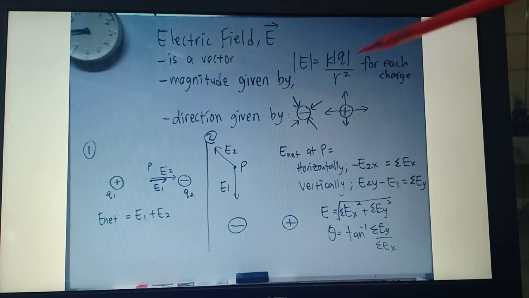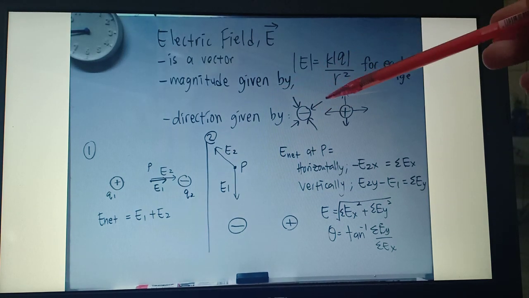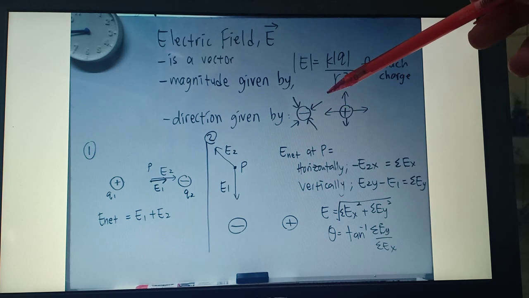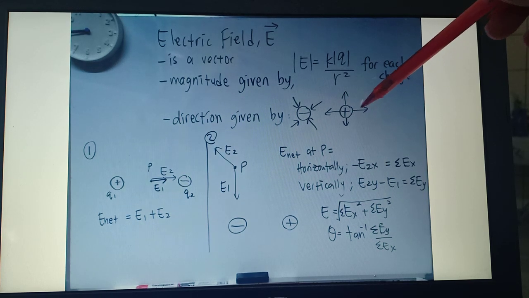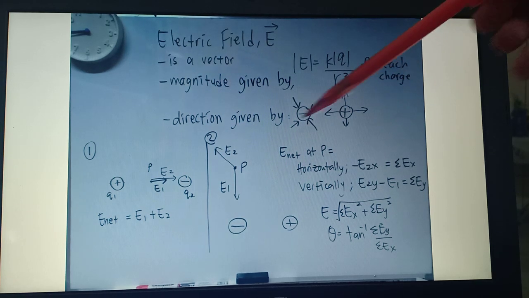The direction is different than force. The direction is given by the type of the charge itself. If it is a negative charge, then all the electric field will go towards the charge, and if it is a positive charge, all the electric field will go outward, out from the charge. So I give you two examples here as well.